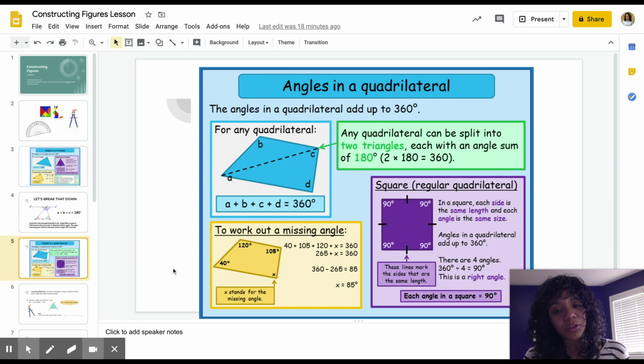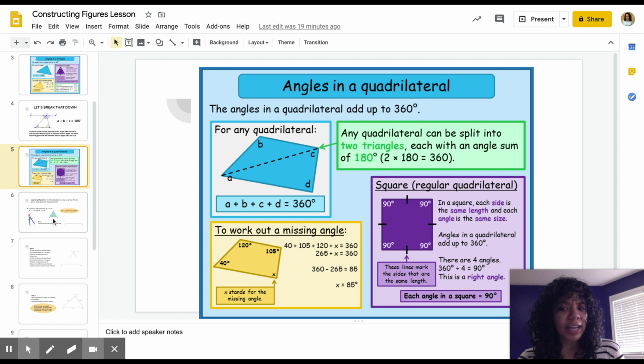Again, this is useful when we need to work out a missing angle. In this case, we have the angle for 3 corners of a quadrilateral, but we're missing the last one. If we add these 3 and subtract them from 360, it gives us the missing angle. In this case, it's 85 degrees. This is very helpful when you're given questions that have some information but are missing other bits of information.